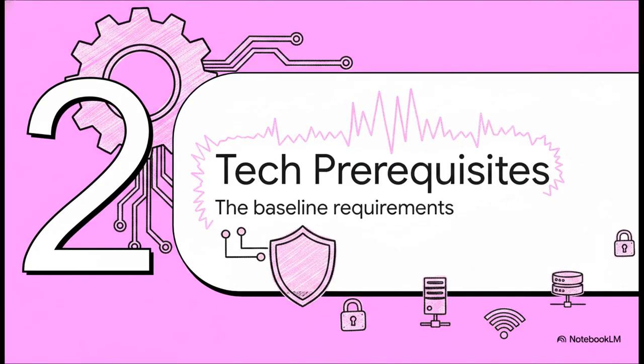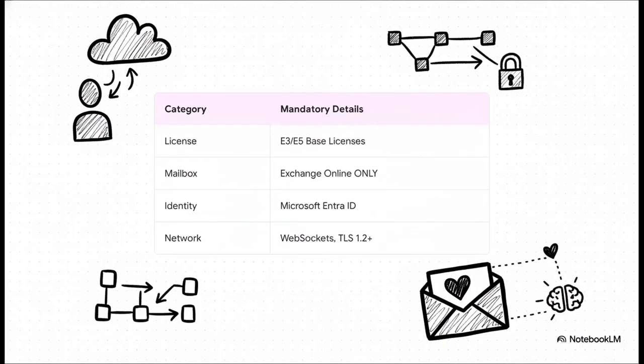Step 2. Mandatory technical prerequisites. The mandatory checklist here is strict. You need E3 or E5-based licenses, active Microsoft Entra ID, and network endpoints optimized with WebSockets, browser compatibility, and TLS 1.2 or higher. Crucially, and you can't skip this, Copilot requires Exchange Online mailboxes for every single user to ground its AI. On-prem simply will not work.